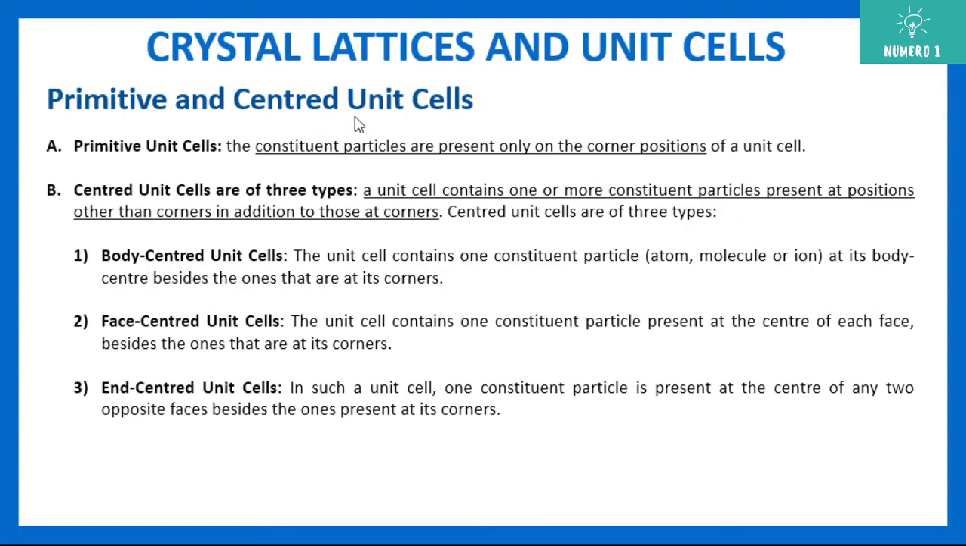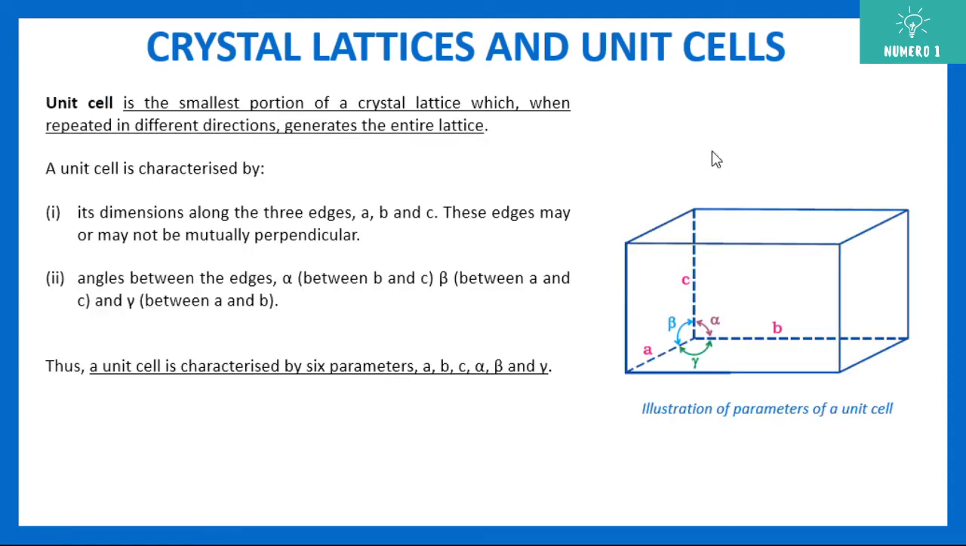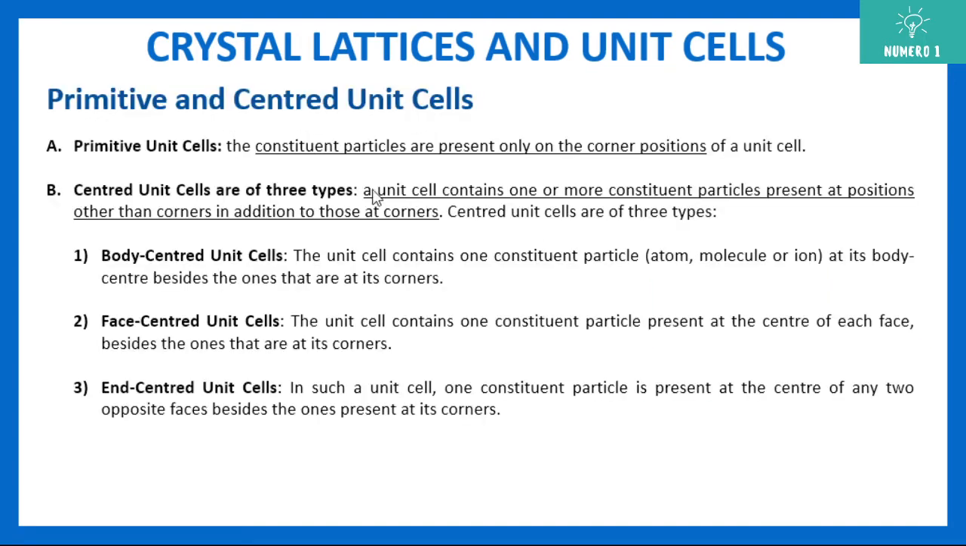Now we will focus on the following crystal lattices: primitive and centered unit cells. A primitive unit cell means the constituent particles are present only in the corner positions. You see that this is a corner position, this is another corner, and all these are corner positions. So if the constituent particle is present only in the corner positions, it is called a primitive unit cell.